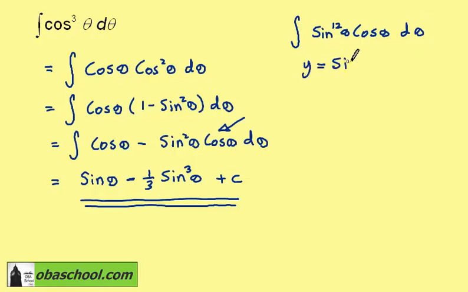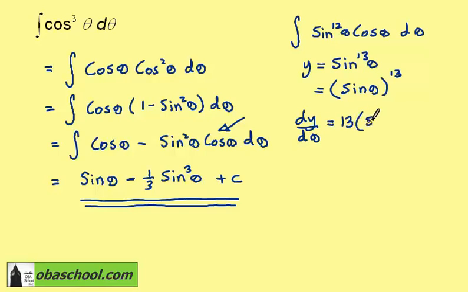We let y be sine to the 13 theta. Remember, this is a way of writing sine theta to the power 13. If we differentiate, dy dx is 13 times sine theta to the power 12 multiplied by the differential of the inside function, which is cos theta. So we've got 13 sine 12 theta cos theta.